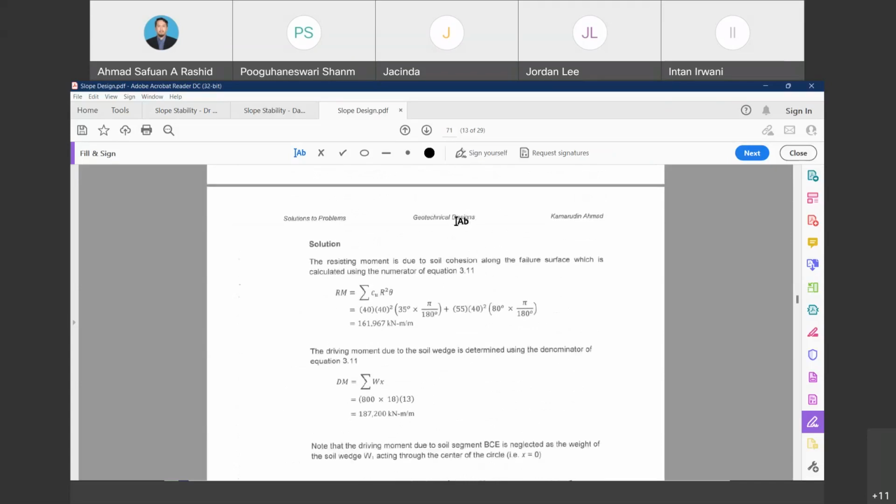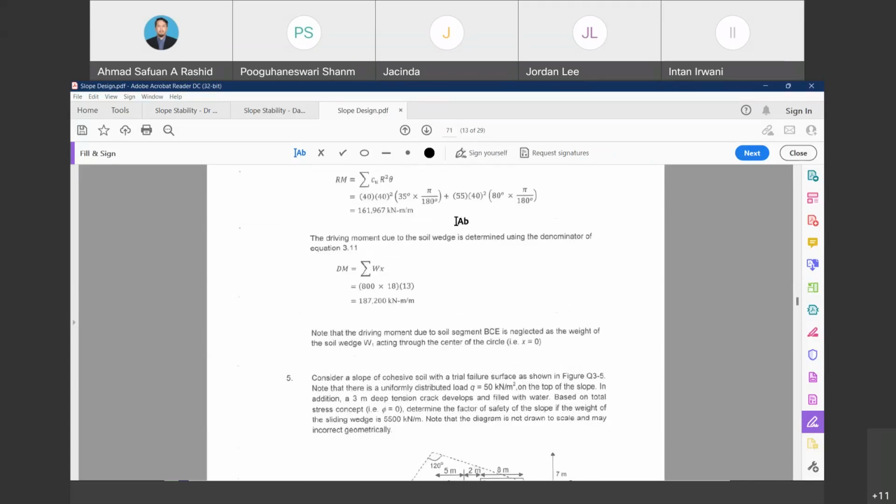So this is an example. Later on, if we divide the resisting moment by the driving moment, we obtain a value less than 1. So the value is 0.86. Note that the driving moment due to the segment BC is neglected, as the weight of the segment W1 acts through the center of the circle.